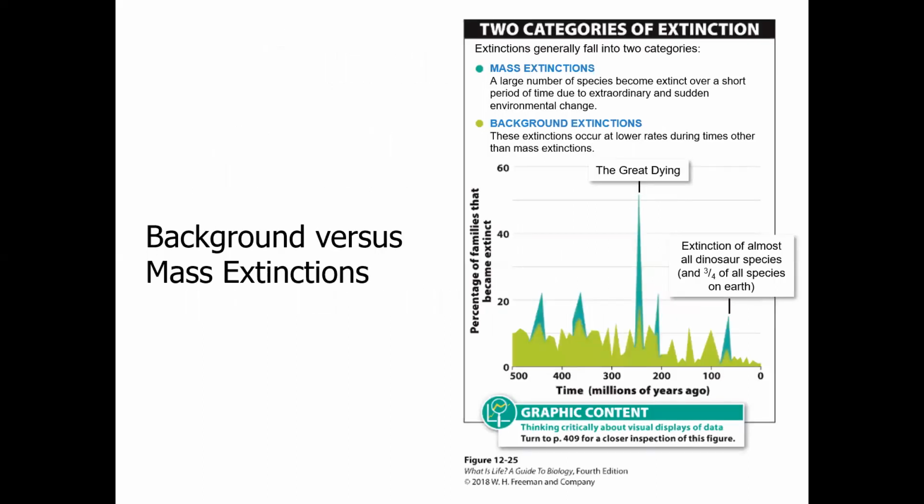And we have two categories of extinctions. We have what are called mass extinctions, and we have what are called background extinctions. So mass extinctions are basically when a large number of species become extinct over a very short period of time because of some sudden environmental change. An example of this for mass extinction is when the asteroid hit the Earth and wiped out the majority of the dinosaur species. There can be other examples like huge natural disasters, like floods and earthquakes and so on and so forth.